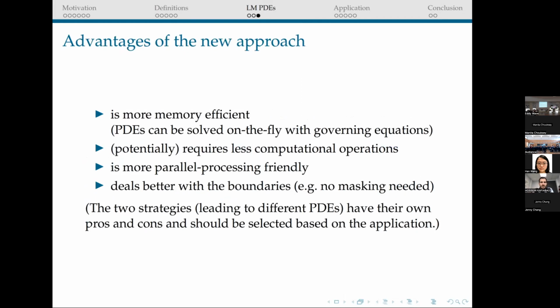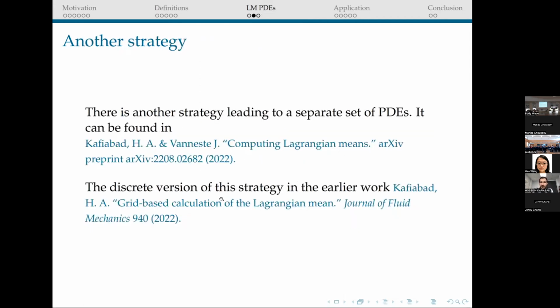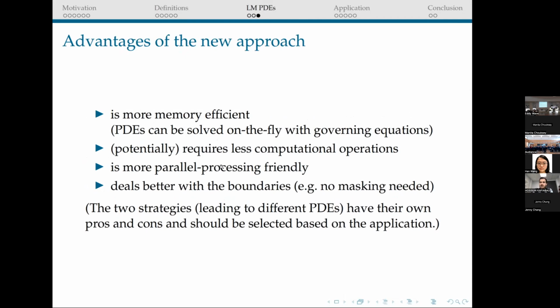So if I want to summarize the advantages of this new approach, one of them is that it is much more memory efficient, because these PDEs can be solved on the fly, or online, with the governing equations, so I don't need to save time series of my variables. I discussed in this paper that, depending on the discretization of the PDE, this might require much fewer computational operations than traditional particle tracking.